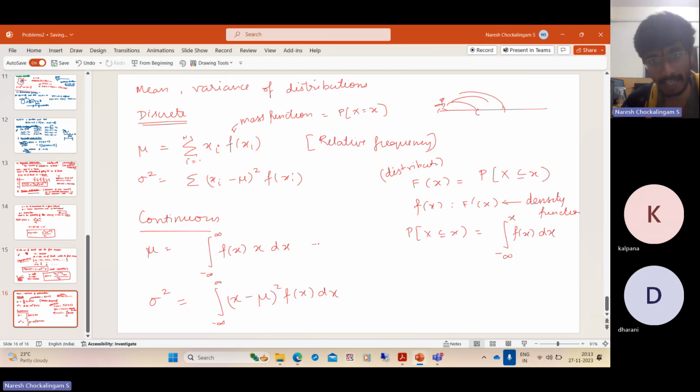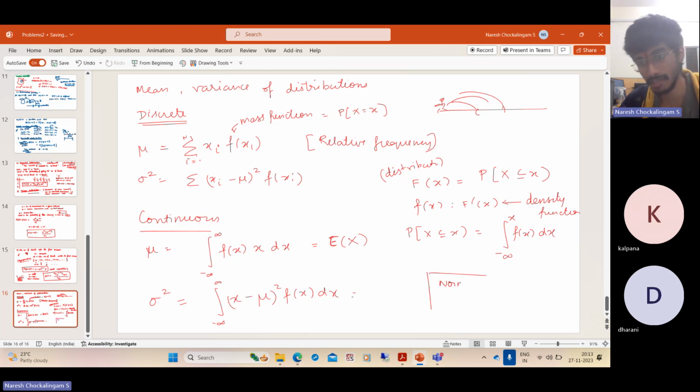Mu is also known as the expectation. So this is also called the expectation of the random variable. This is the variance of the random variable. So what do we mean by the expectation? Expectation is, you perform the random experiment an infinite number of times, and we know each outcome occurs with a certain probability. What is the expected value of the random variable as you perform it an infinite number of times? That is the meaning.